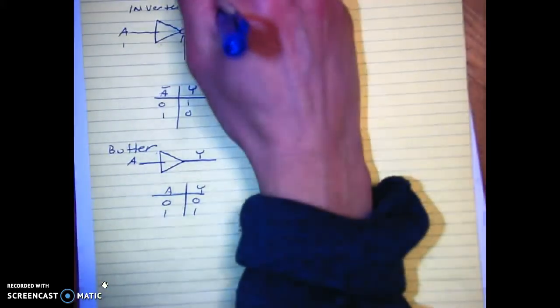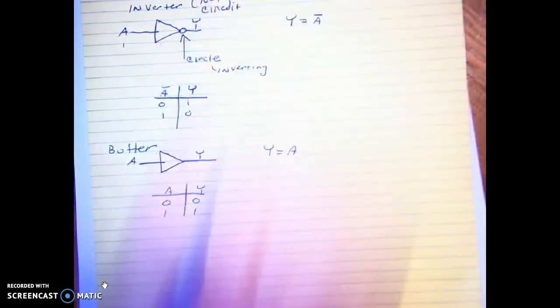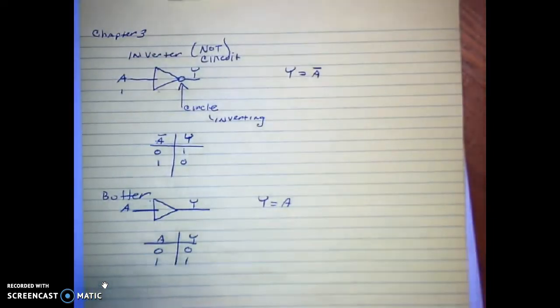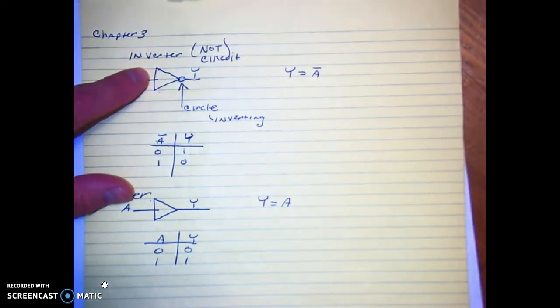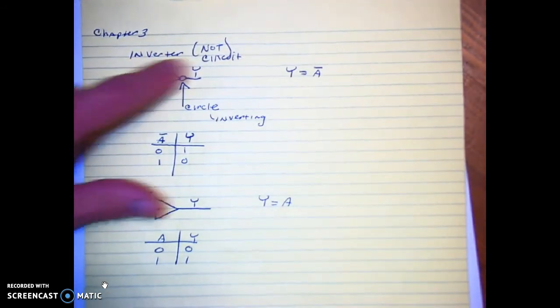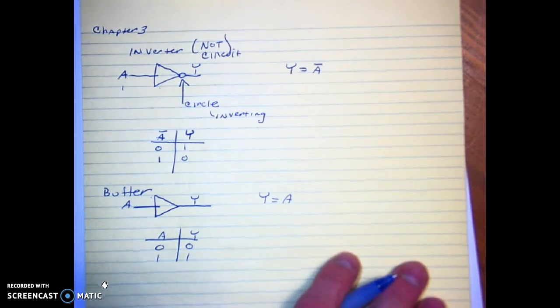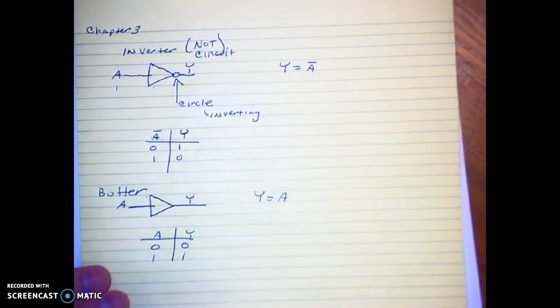Sometimes the inverter is called a not circuit. It's called a not circuit. That's because whatever's coming in at A is not going to be what's over here. It's actually going to be the opposite of it. All right. If you have any questions.